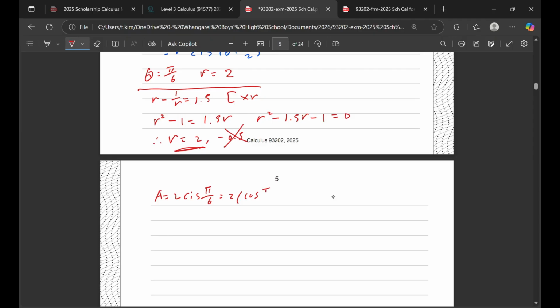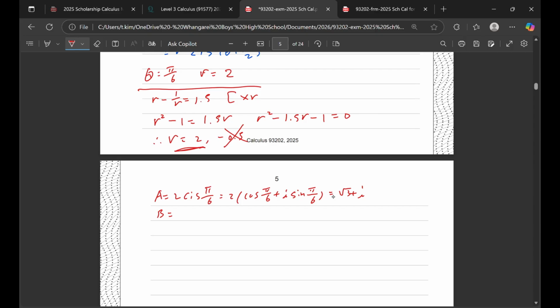So 2 cosine pi over 6 plus i sine pi over 6, right? So when you calculate this, you will have square root of 3 plus i, okay? Because cosine pi over 6 is square root of 3 over 2, so times by 2 gives you square root of 3. And sine pi over 6 is half, so half times 2 is just 1. So 1 times i, right?